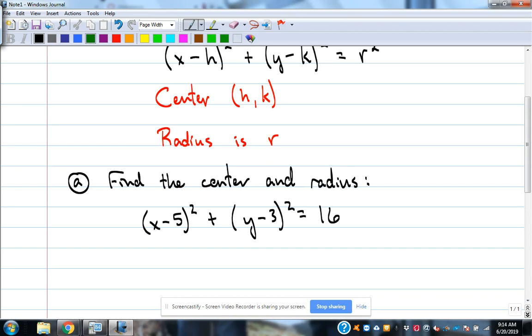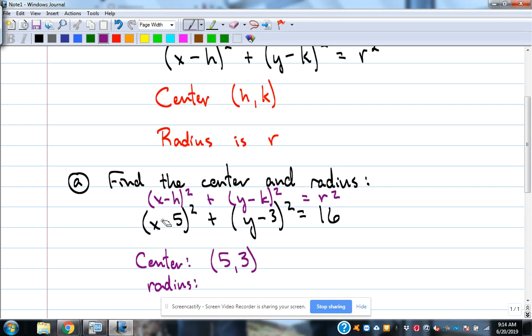So this is a good one to start off with. All we're doing is finding the center, so we're looking for an ordered pair, and then the radius, so we're looking for a number there. Okay. So the form is x minus h squared plus y minus k squared equals r squared. So h in this case is going to be positive 5. K in this case is going to be positive 3.